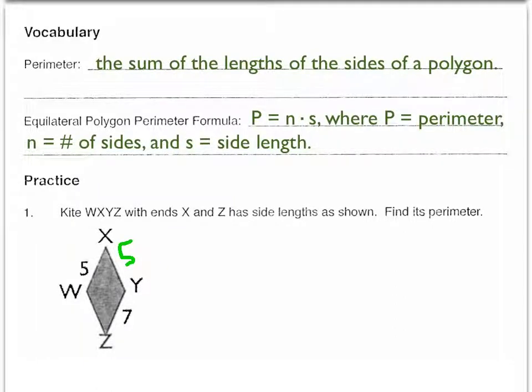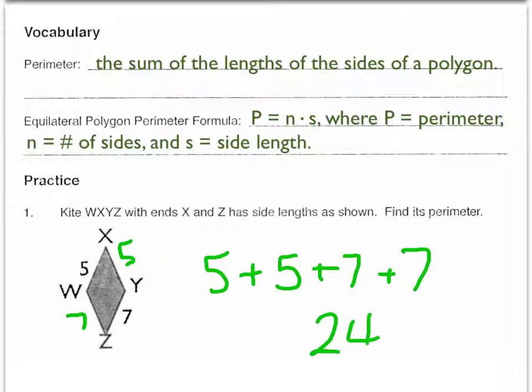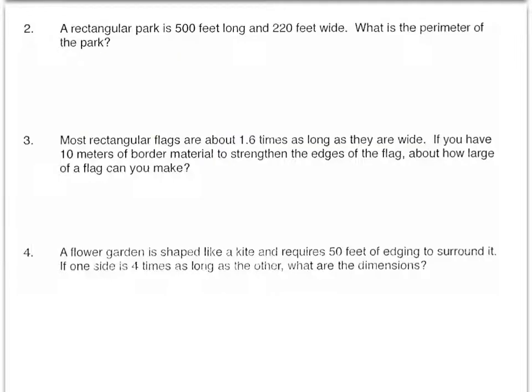We know that side's 5. What's WZ? 5. 7. It's got to be 7. Consecutive sides meet. Okay, so what's the perimeter now of this kite? 35. Whoa. Alyssa, what would I do? You would add all the sides together and you get 24. Yeah, 5 plus 5 plus 7 plus 7. 24 is your answer.